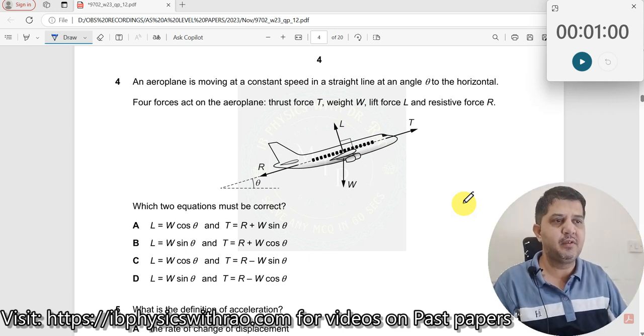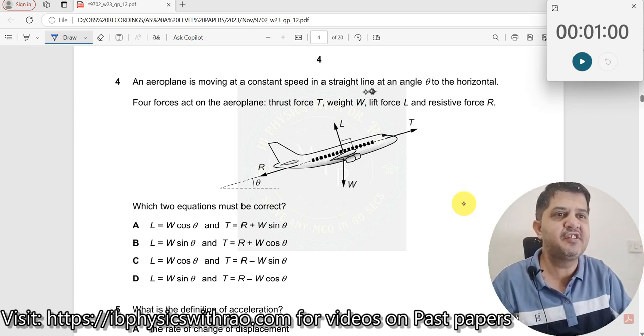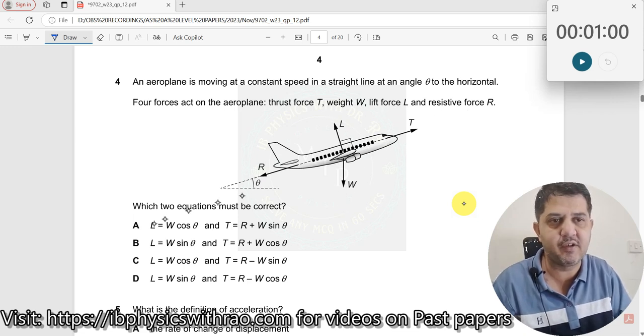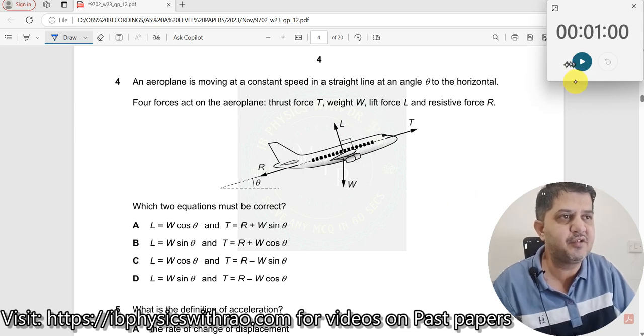Question number 4. An aeroplane is moving at a constant speed in a straight line at an angle theta to the horizontal. Four forces act on the aeroplane: thrust T, weight W, lift L and drag R. T is here, L is here, W is here, R is here. All the force vectors have been shown over here.